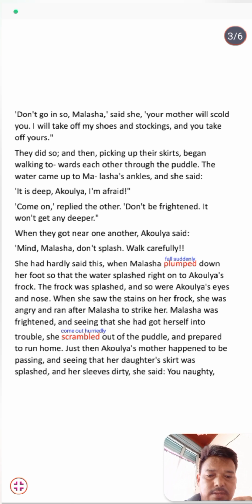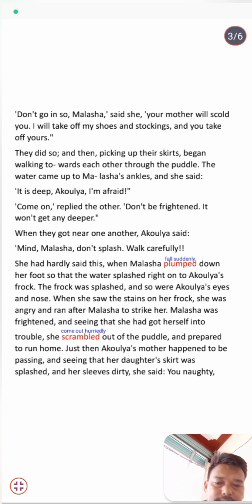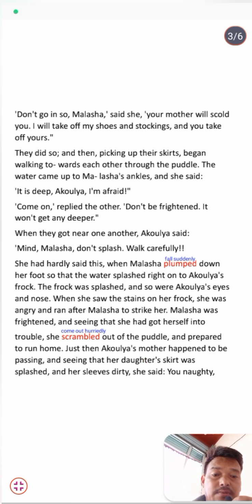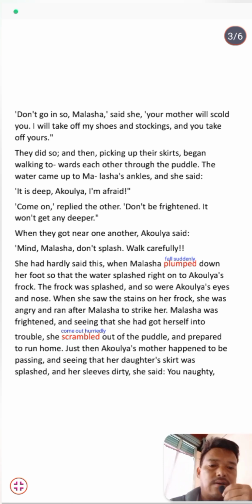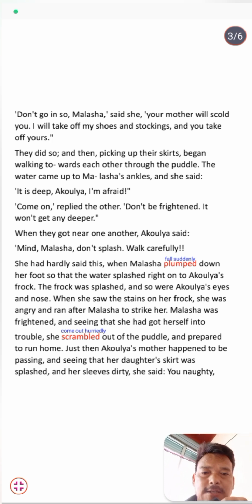When she saw the stain on her frock, she was angry and ran after Malasha to strike her. So what happened, students? After splashing water on the face of Alokya, she got angry and rushed towards Malasha to strike her, to hit her, and Malasha was frightened. Malasha felt that she was in trouble because Alokya was going to hit her.